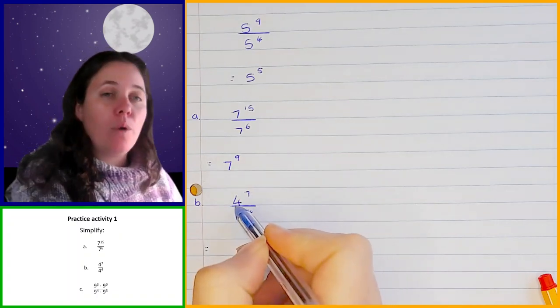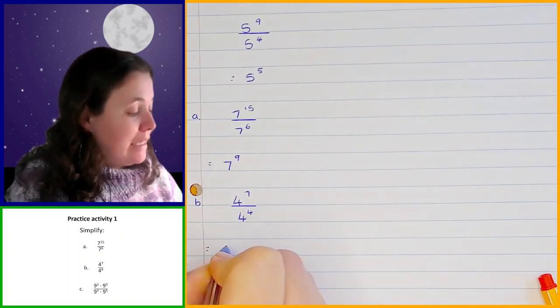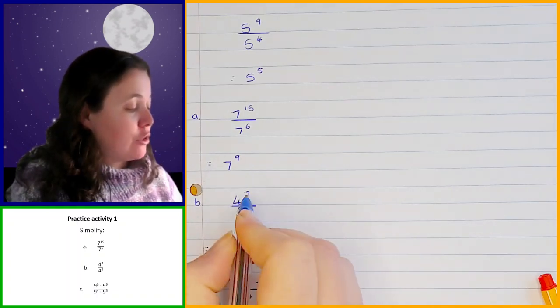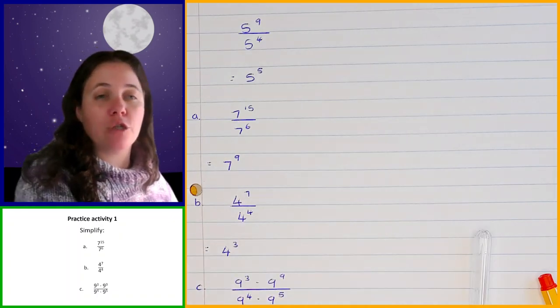Question B, we have 4 to the power of 7 over 4 to the power of 4. Again, the base stays the same, and I subtract my exponent. So 7 minus 4 is 3. So you should have got 4 to the power of 3 for question B.